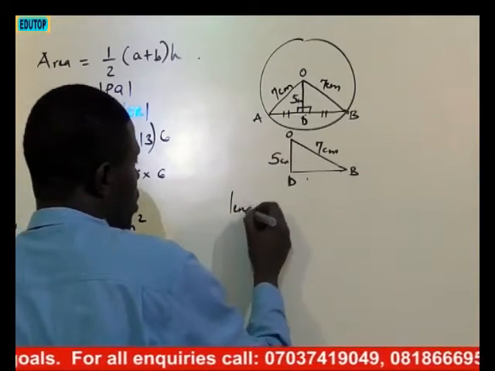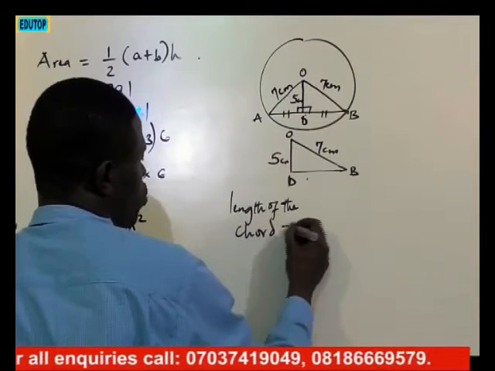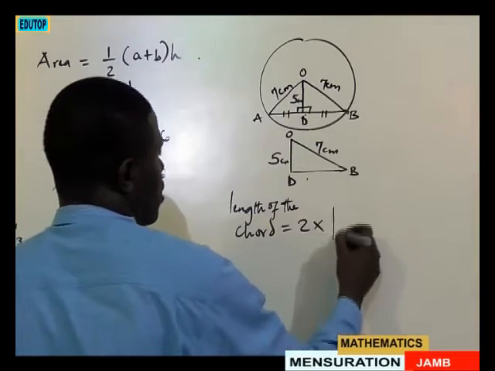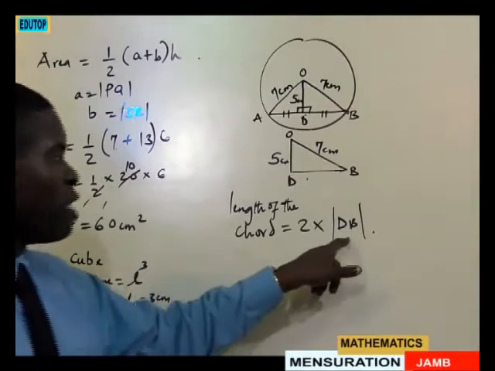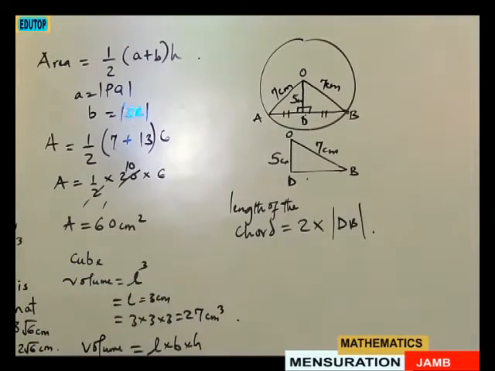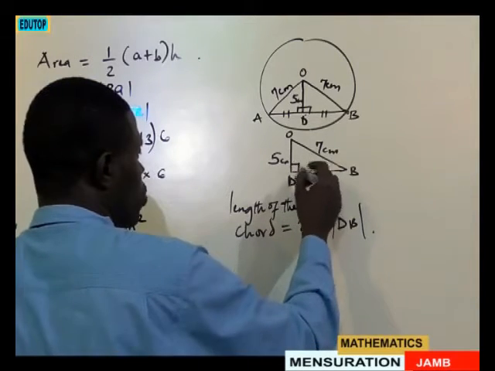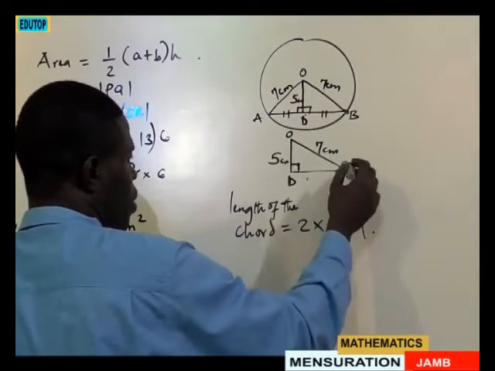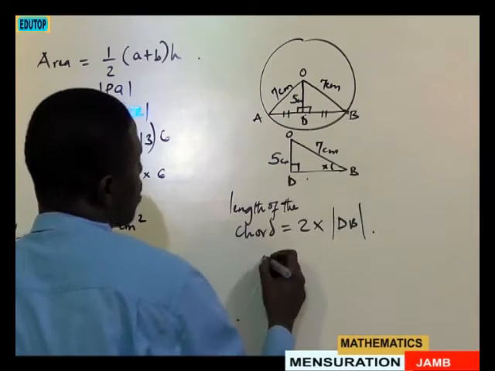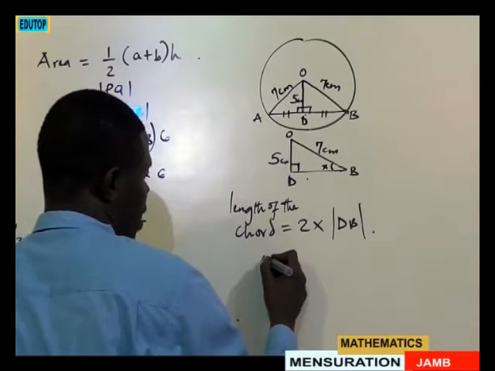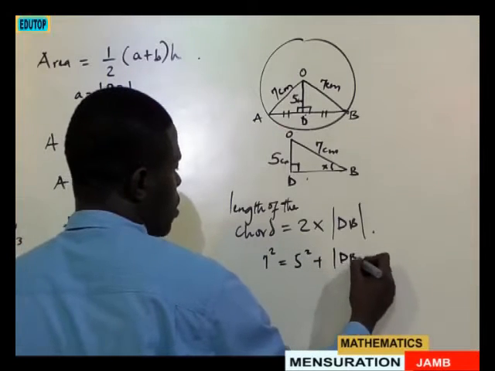Because the length of the chord will be equal to 2 times dB. That's what we need to know. So if you calculate dB, you multiply by 2 to get the length of the chord. So how do we get dB? This is perpendicular, so we can use Pythagoras theorem. This is the hypotenuse, this is the opposite. So we have hypotenuse square, that's 7 square, equals 5 square plus dB square.